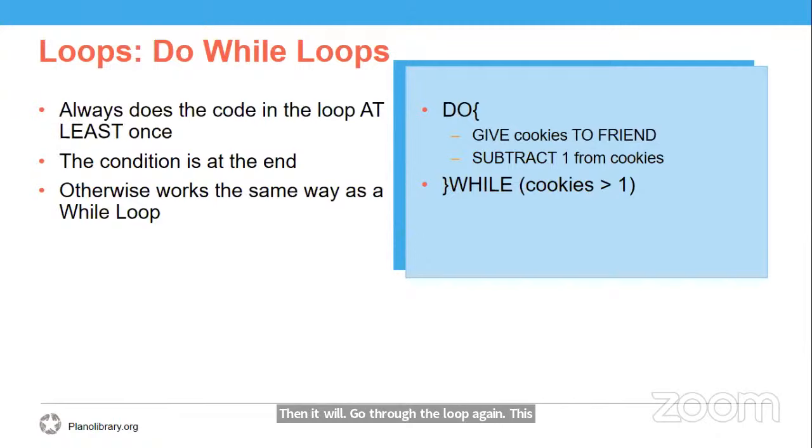This means that if the initial value of the cookies is 1, then you give the cookie away, subtract 1, so now you have 0 cookies, and then it's over. It's only run the one time. It also means that if the value of cookies is 0 initially, you somehow give your friend a cookie that you don't have, and you have -1 cookies, which I guess means you owe your friend a cookie.